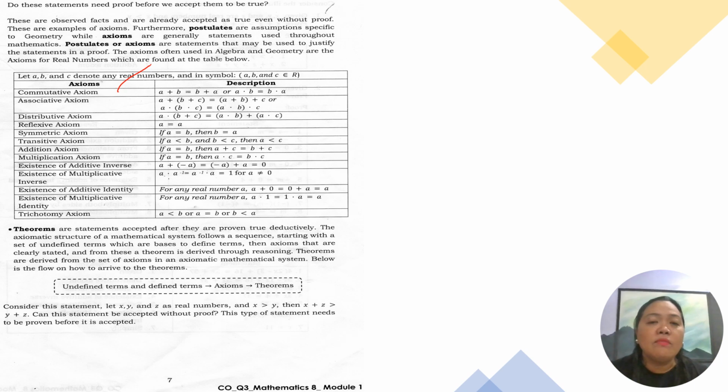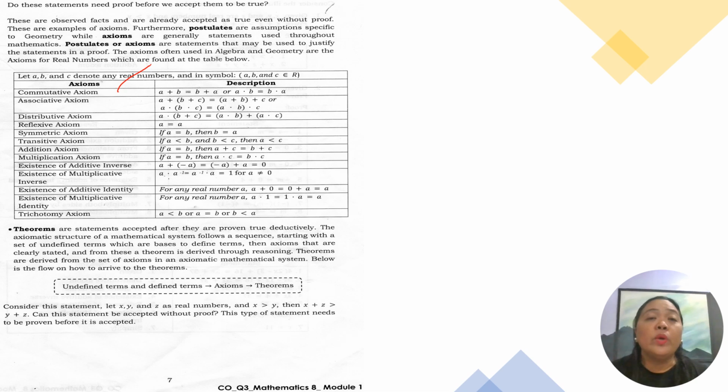Now for the commutative axiom, as you can see on your module, it says that in the commutative property of addition, the order or the position of the addends does not affect the sum. So A plus B is equal to B plus A. The sum of A plus B is the same as the sum of B plus A. No matter how you change the position or the order of the addends, it will not affect the sum.